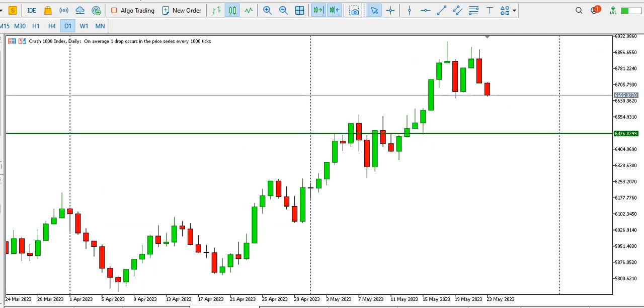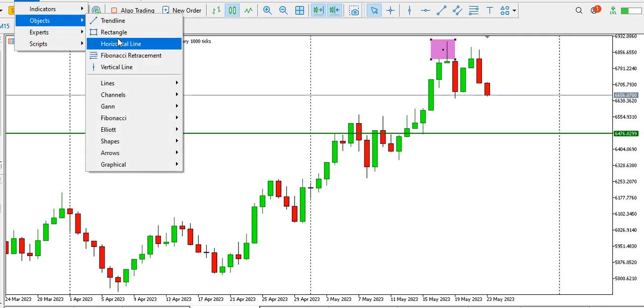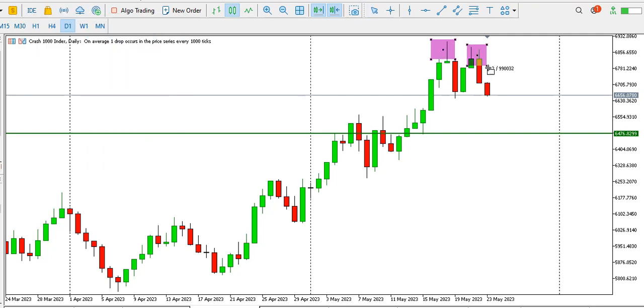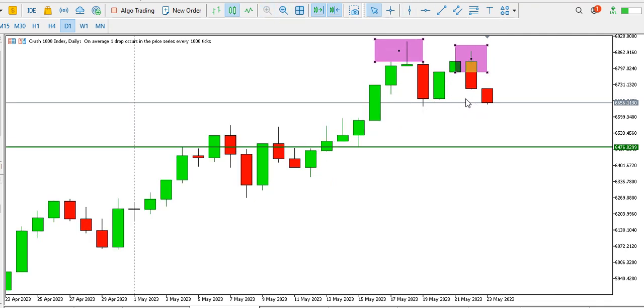Let's look at crash 1000 index. Crash 1000 index on the daily time frame is showing a double top, meaning a retracement or a reversal is in play. Okay, price is currently at the neckline, and we might see price dropping as low as 6476 area.